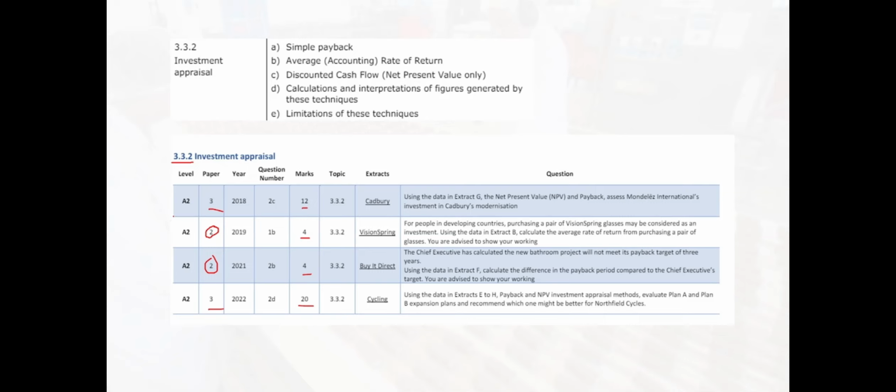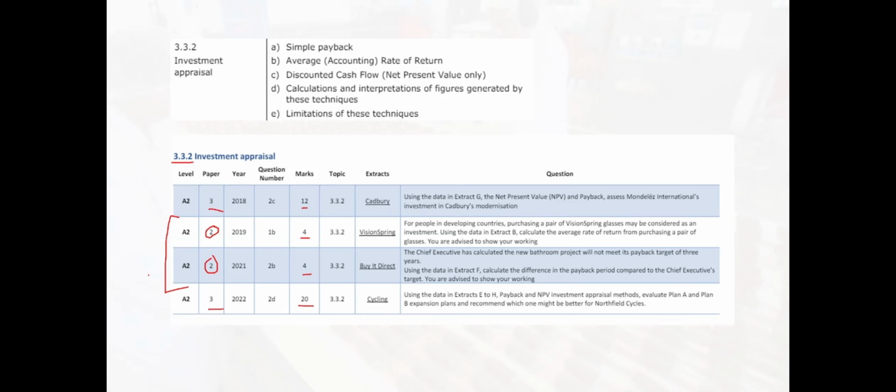Now, if I was a suspicious sort of chap, I would be thinking that an examiner might put a 12 or a 20 mark financial appraisal question into next week's paper. So let's prepare for that, which will be quite important. You can go away and memorize the formulas. The technique for calculate is easy.